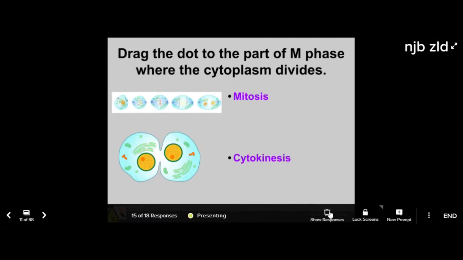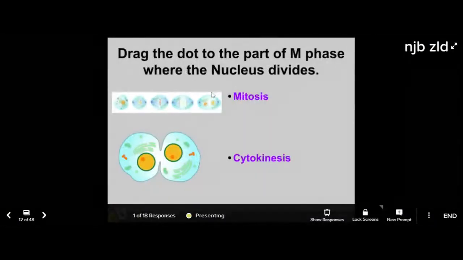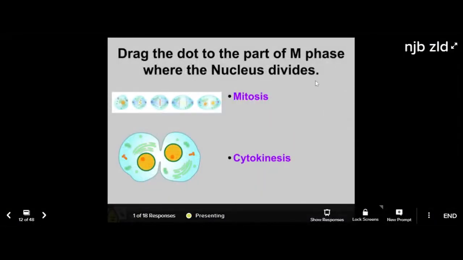Ooh. 14 of you responded. Division of cytoplasm is cytokinesis. Yes. Thank you. Brilliant. Now drag it out to the M phase where the nucleus divides.